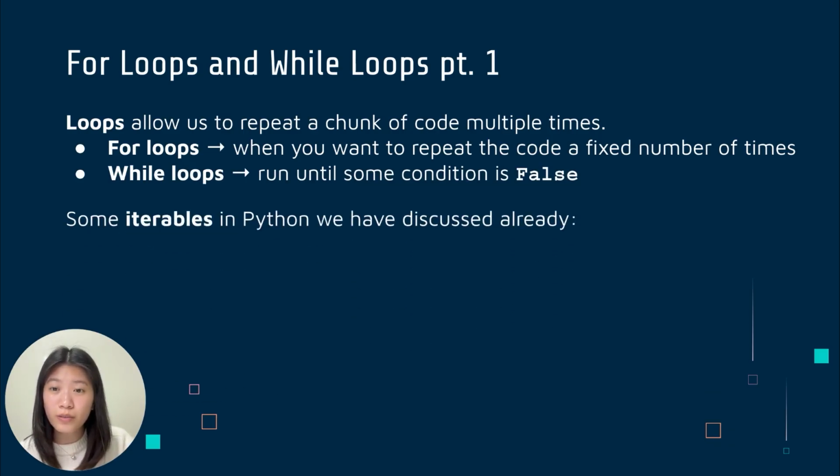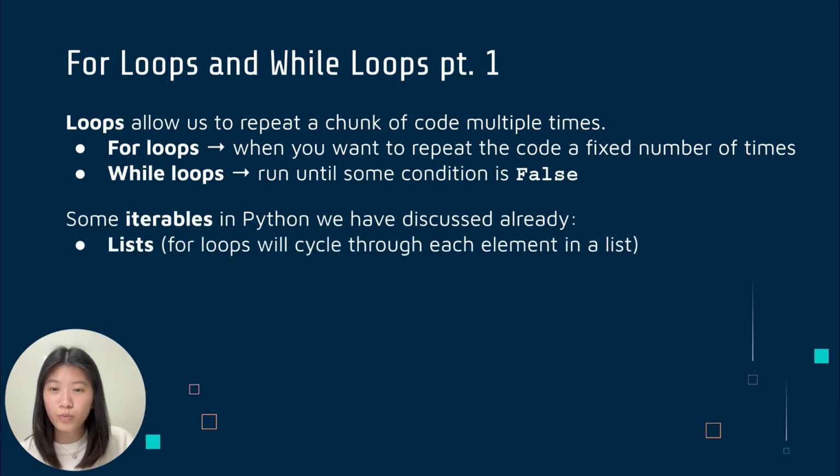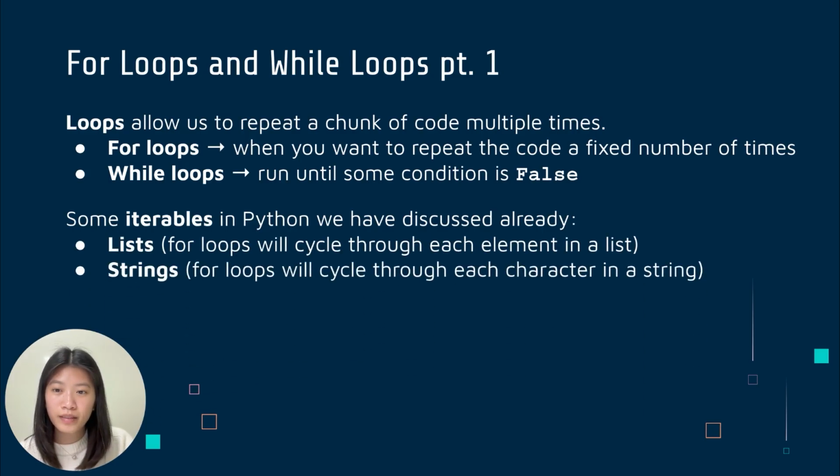And just as a review, some iterables in Python that we have discussed already include lists, which we can use in for loops as they'll cycle through each element in a list, and then strings, which will also be used in for loops, which will cycle through each character in a string.